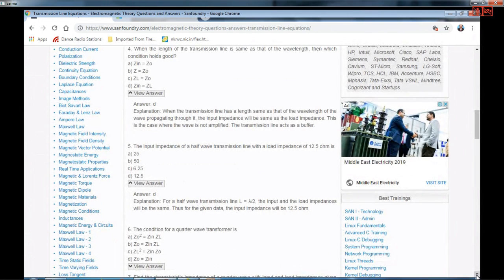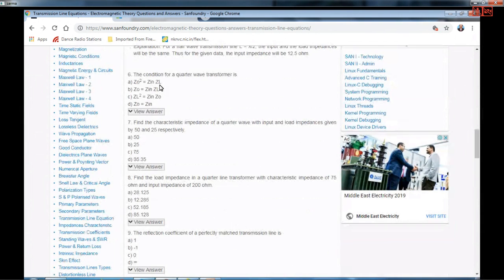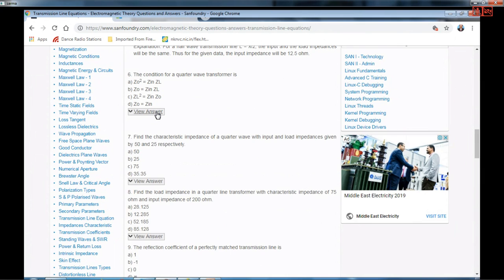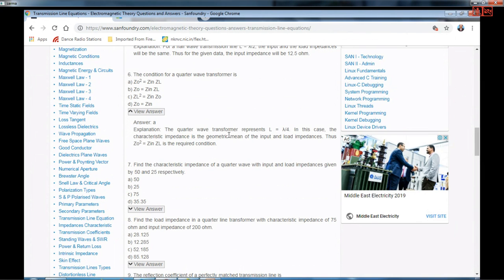That is the characteristic impedance, the input impedance, what you are looking for, and the load impedance. If you see, they all should follow a geometric mean type of equation. So here you can see what the options are. The characteristic impedance must be the geometric mean of the load impedance and the source impedance, or the input impedance, what it has to come out as.